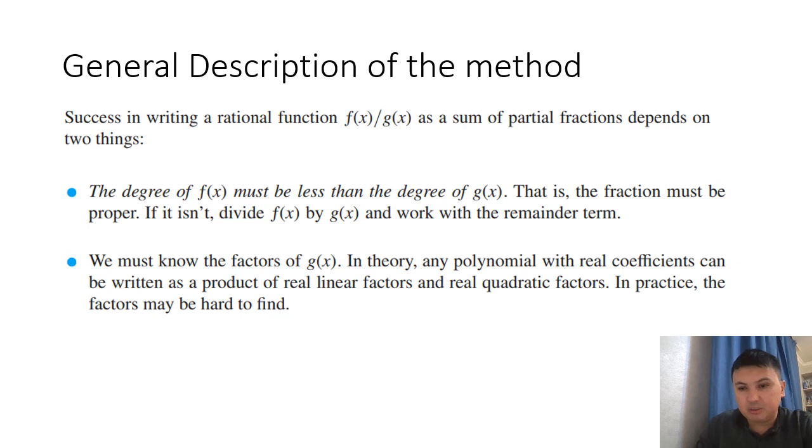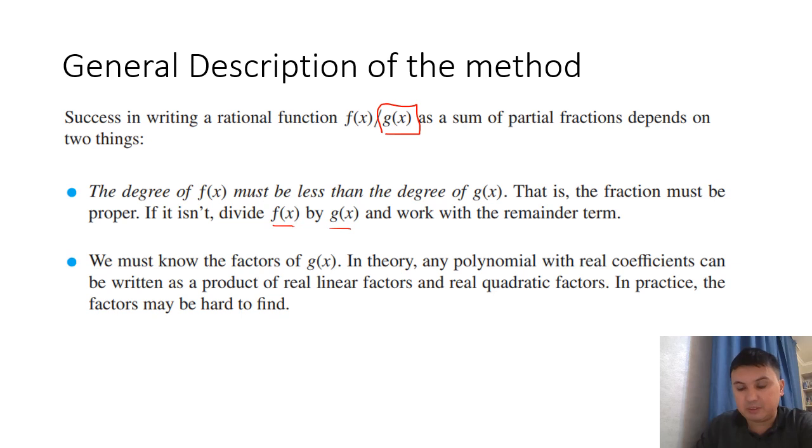What if it's not? Well, if it's not, you need to carry out the long division, right? You just divide f of x by g of x. So carry out the long division. Then you will get one term plus another f divided by g, where the degree of f will be less than g, right?